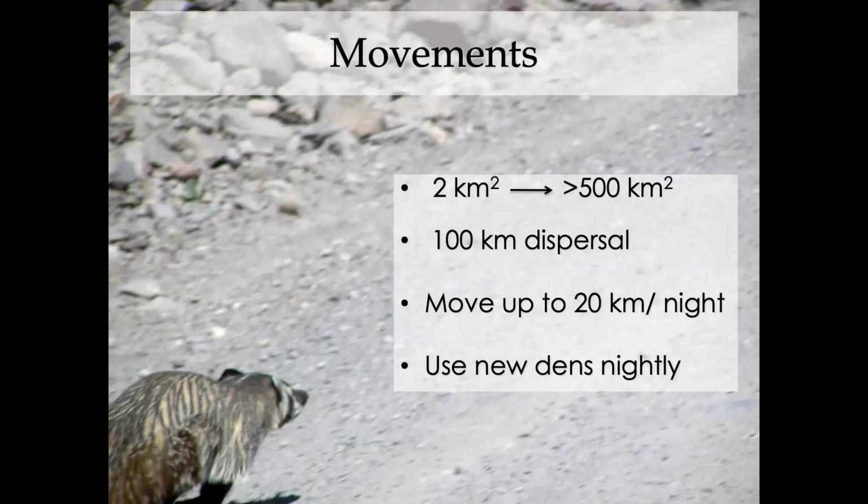In a number of studies across the West, so in Utah, Texas, Idaho, Wyoming, badgers' home ranges range between about 2 square kilometers to say 10 square kilometers, whereas up in the northern parts of their range in Canada, they can have home ranges as large as over 500 square kilometers. So that's well over 200 square miles. They can disperse from where they were born to other locations up to 100 kilometers away. And sometimes they move at distances up to 20 kilometers in a night.